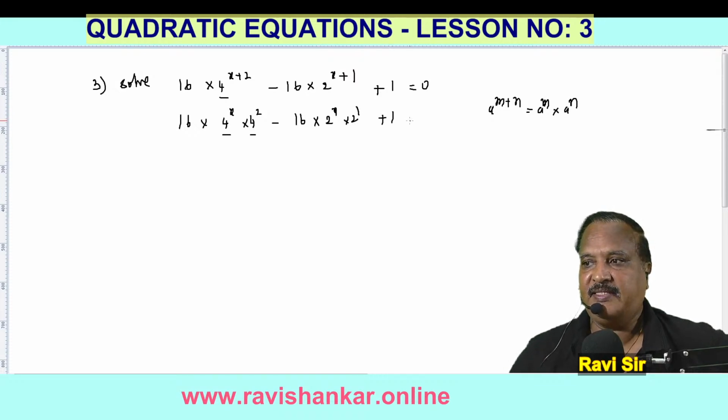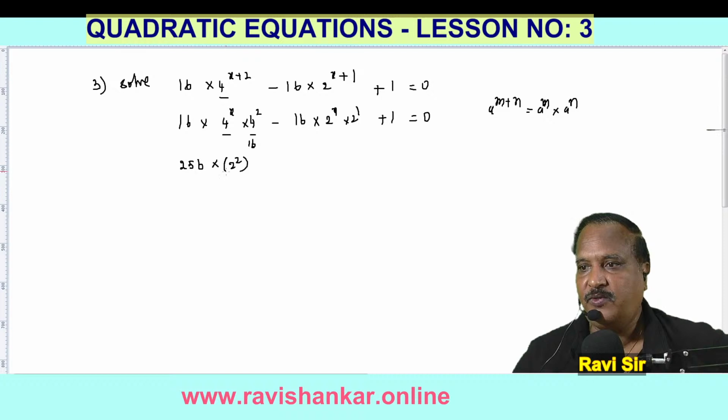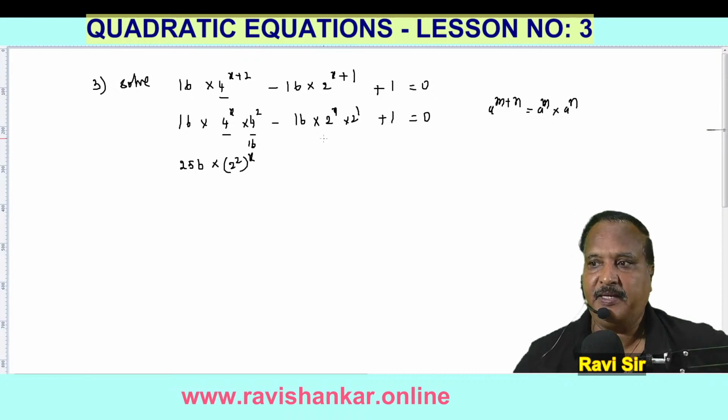And this plus 1 as it is I am writing. So now 4 square is 16. 16 into 16, 256 I am writing. So this 4x I will write as 2 square whole to the power of x. Why am I writing this? Because in the second term there is 2 to the power of x. Here the base is 4, here the base is 2.